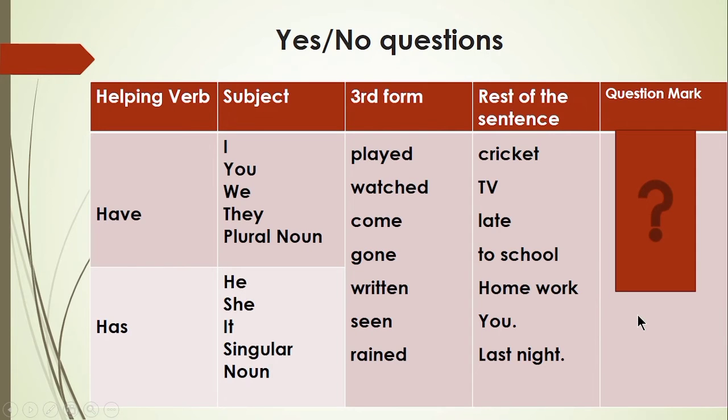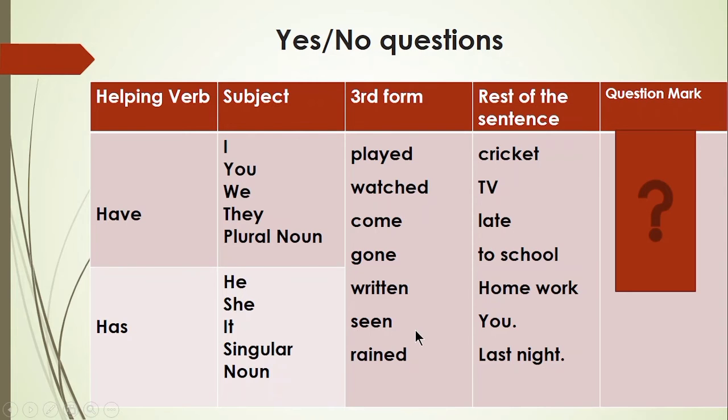For making yes/no questions, put the helping verb has or have at the start of the sentence, followed by the subject, then the third form, then the object or rest of the sentence, and finally a question mark. For example, have you played cricket? Have we watched TV? Has he written homework? Has she seen you? Etc.